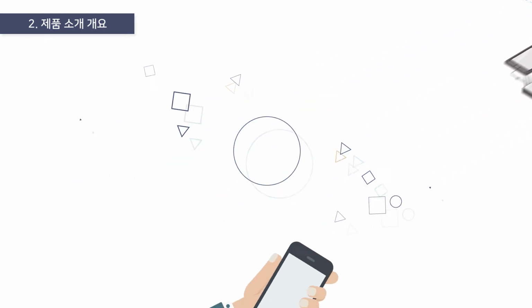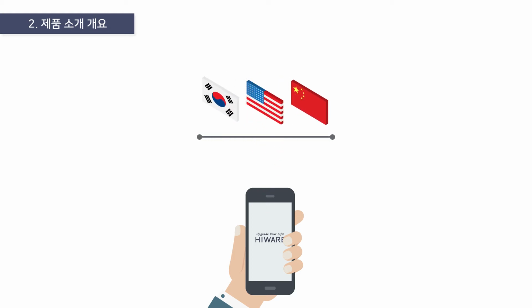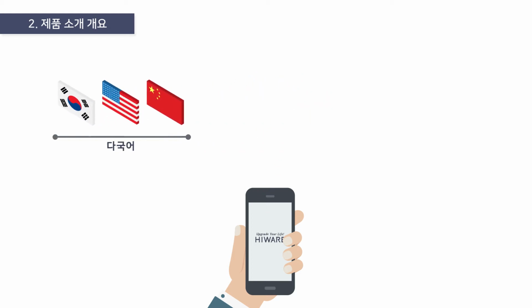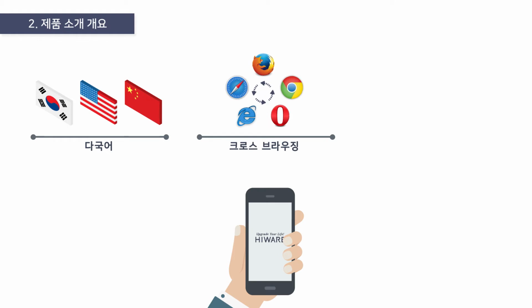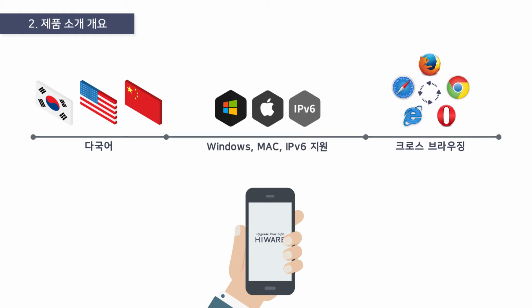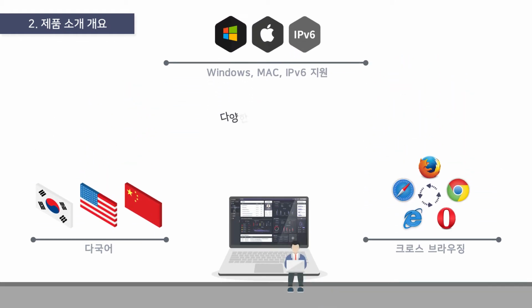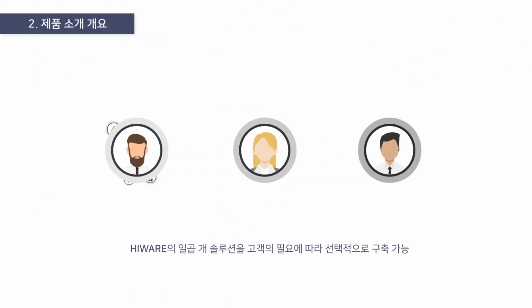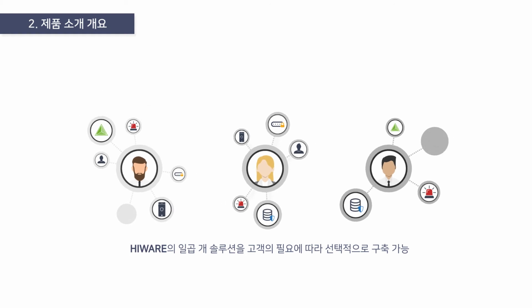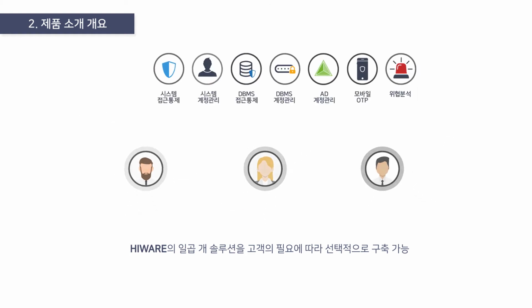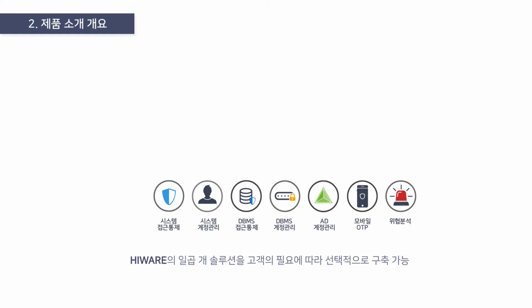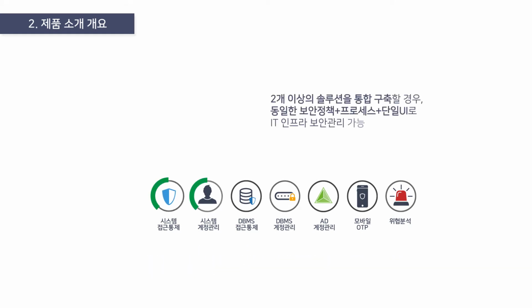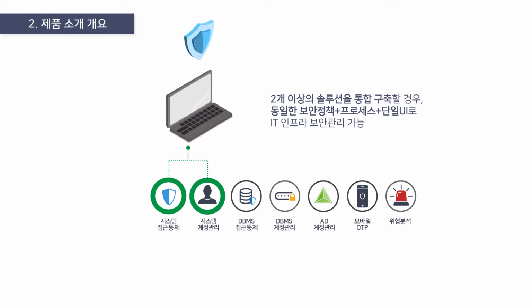Since it can support various environments such as multilingual (Korean, English, Chinese), cross-browsing, Windows and Mac support, and IPv6 support, it can be used easily by anyone from anywhere at any time. The 7 solutions of Hiware can be selectively deployed according to customer needs. If you are trying to integrate and deploy 2 or more solutions, security management of IT infrastructure systems is possible on a single UI by applying the same security policies and processes.